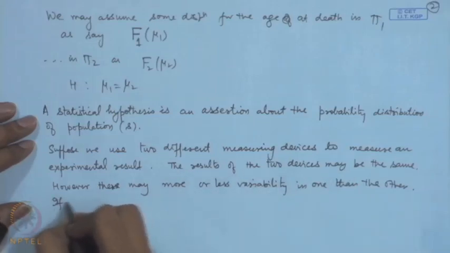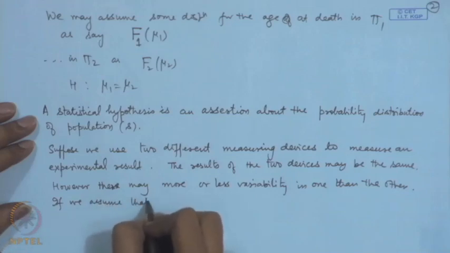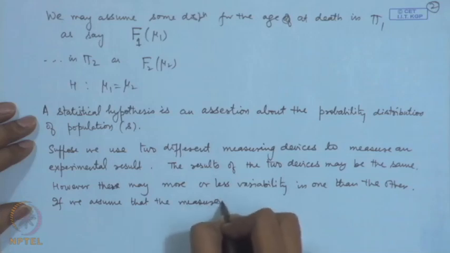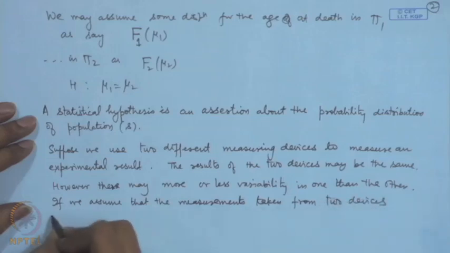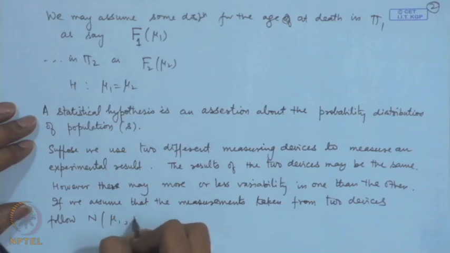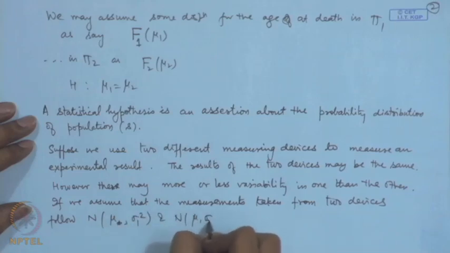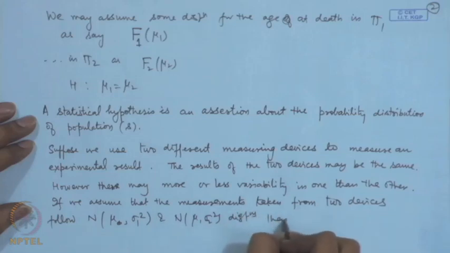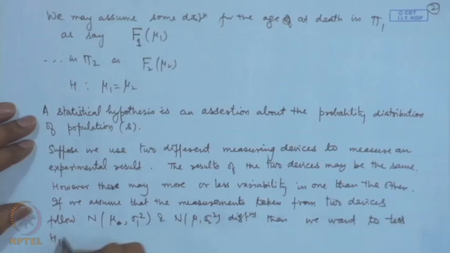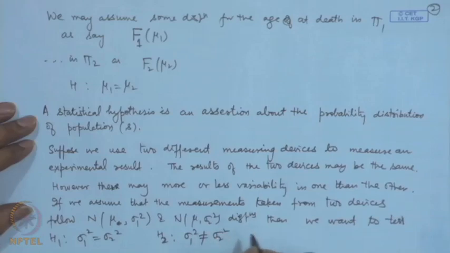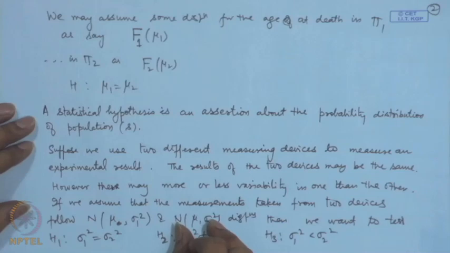So, if we assume that the measurements taken from two devices follow, say, normal(mu, sigma 1 square) and normal(mu, sigma 2 square) distributions, then we want to test, say, sigma 1 square is equal to sigma 2 square, or we may like to test, say, sigma 1 square is not equal to sigma 2 square, or we like to test, say, whether sigma 1 square is less than sigma 2 square, etc. So, these are statements about the parameters of the distribution.